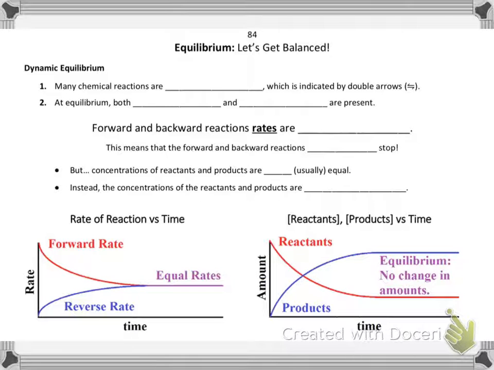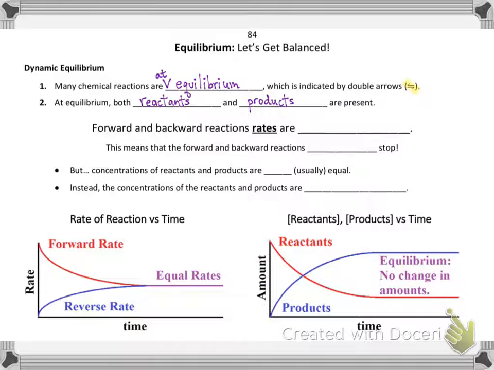Let's talk about the glories of equilibrium. In chemistry, we often like to pretend that reactions run in one direction, from reactants to products, but that's not usually the case. In fact, many chemical reactions are at equilibrium, which we indicate by double-headed arrows. In a state of equilibrium, both reactants and products are going to be present.